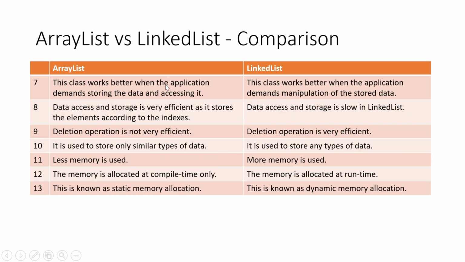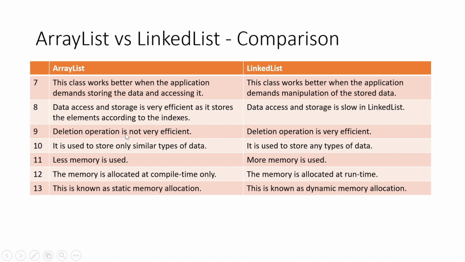ArrayList class works better when the application demands storing the data and accessing it, because we all know that ArrayList class implements the RandomAccess interface, so getting an element by using an index is very fast. Whereas for LinkedList, the class works better when the application demands manipulation of the stored data, like add, insert, or remove. Then it is faster, because only an address change will suffice. For data access and storage, ArrayList is very efficient. We already discussed, it stores the elements according to the index. Data access and storage is slow in LinkedList.